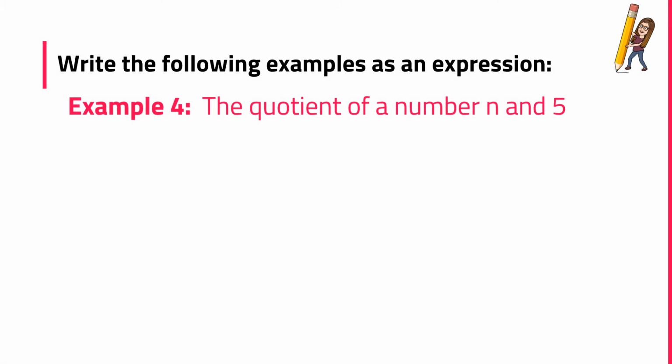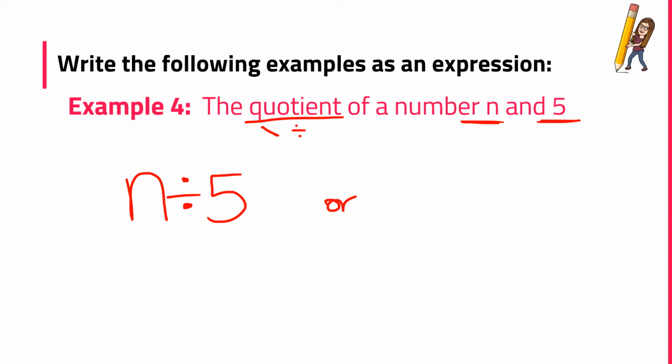Let's look at this one. A tough word. We're going to have to keep working with this. The quotient of a number n and 5. So quotient means division. So we can write that a few ways. Let's show at least 2 in our notes. The n comes first, followed by the division, followed by the 5. The order does matter. N is first, then 5 when we're talking about division. Or you could write it as n divided by 5.